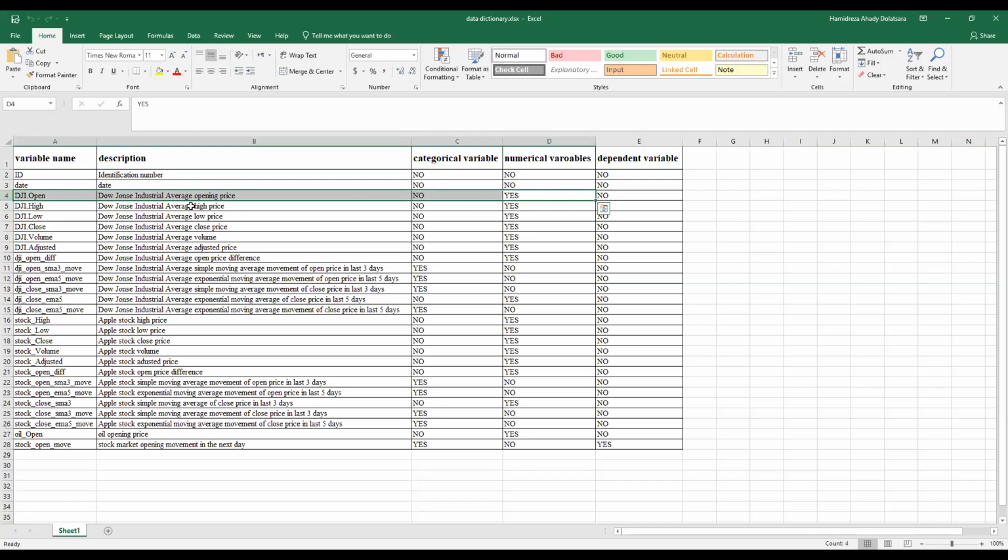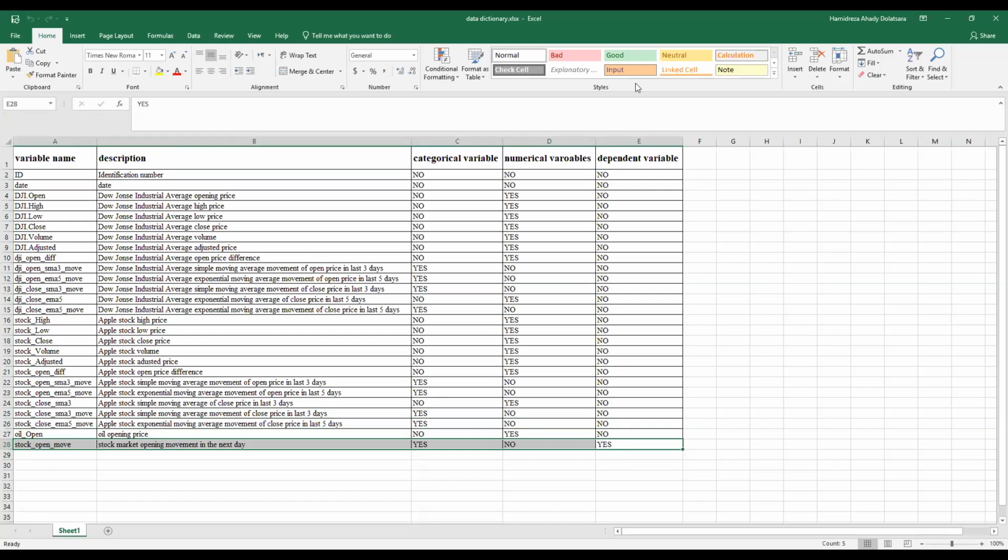If there is any variable that has move, as you see under the categorical column, it's yes, but numerical, no. And even the same for your dependent variable. And the last column, I just said, is it a dependent variable or not? As you see, all of them are independent except for the last variable, which is stock open move, or opening movement of a stock price.